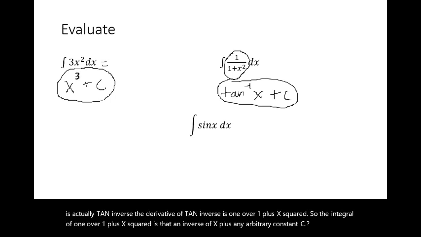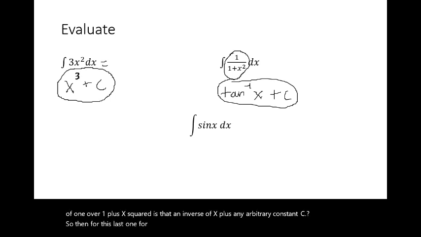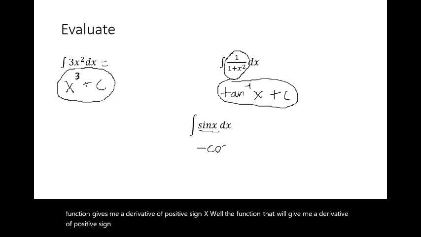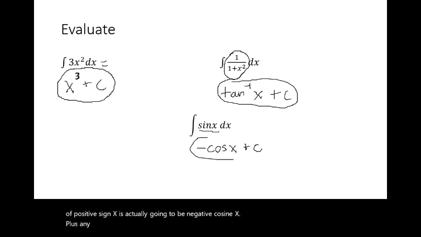So then for this last one, for the integral of sine x with respect to x, we are asking ourselves, what function gives me a derivative of positive sine x? Well, the function that will give me a derivative of positive sine x is actually going to be negative cosine x plus any arbitrary constant c.